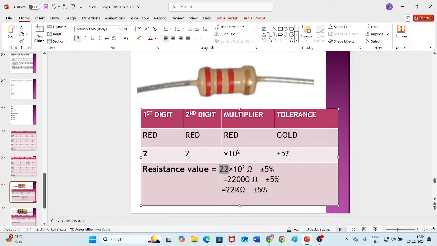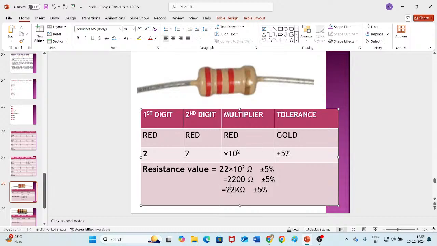To know the resistance value, the first two digit color values should be written as they are, into the multiplier value. Whatever multiplier value you get, you just multiply with that, and write down the units, that is ohms, plus or minus 5%. Now 10 to the power of 2 means 100.